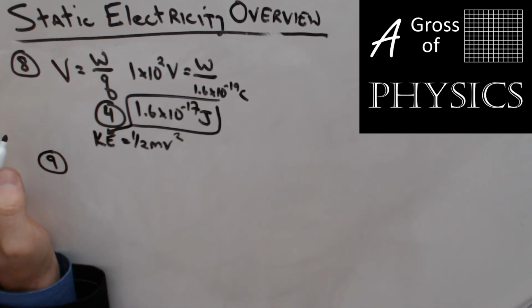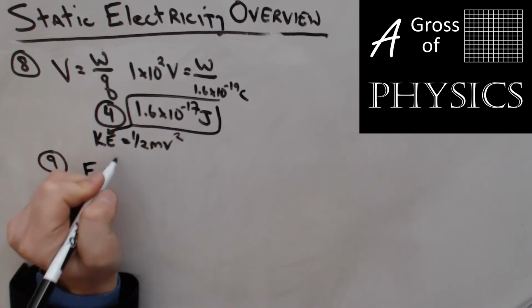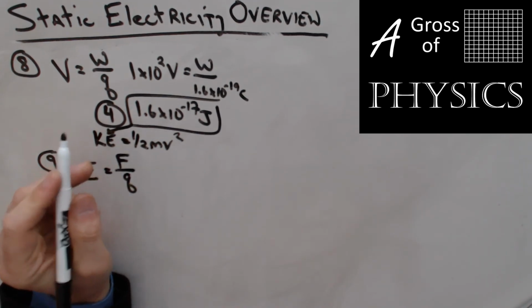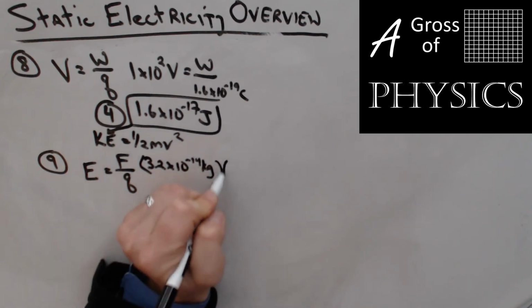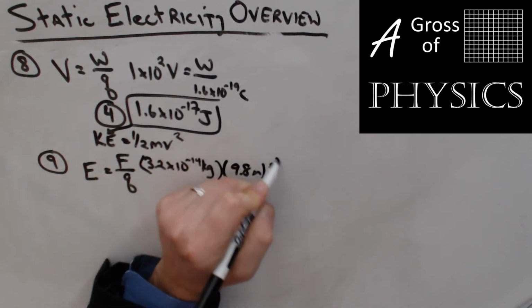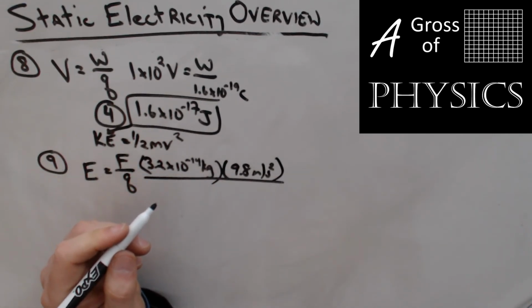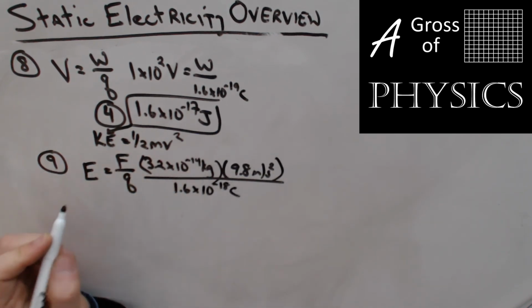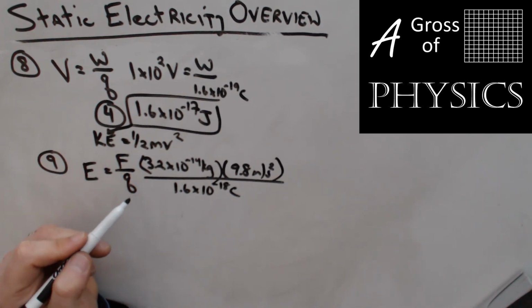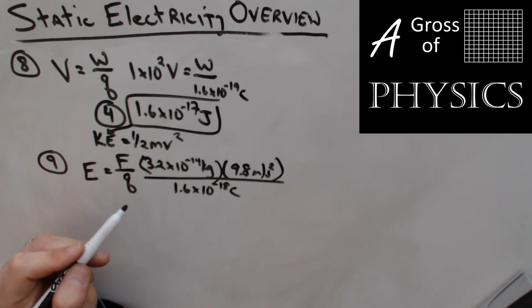All right, number 9. We have Millikan's oil drop experiment. What's the magnitude of the electric field intensity when this oil drop was in equilibrium? Well, we know that E equals F over q, and they're telling us that the mass is 3.2 times 10 to the negative 14 kilograms, and I know the force is going to be the force of gravity, so multiply that by 9.8. And then we're going to divide that by the charge of 1.6 times 10 to the negative 18 coulombs. So it probably has 10 extra electrons. So 3.2e negative 14 times 9.8, that's the force of gravity. Divide that by 1.6e negative 18.